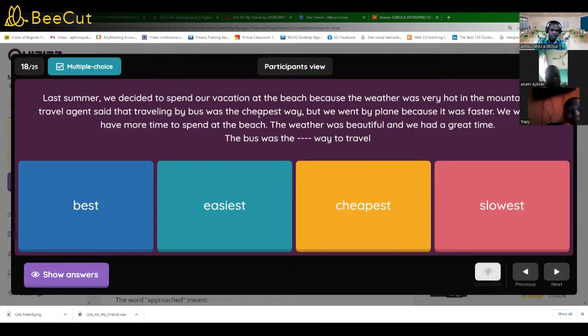Last summer, blah blah blah, the same passage. The bus was the dash way to travel according to the passage I just read. The best, the easiest, the cheapest, the slowest. Pick your option.